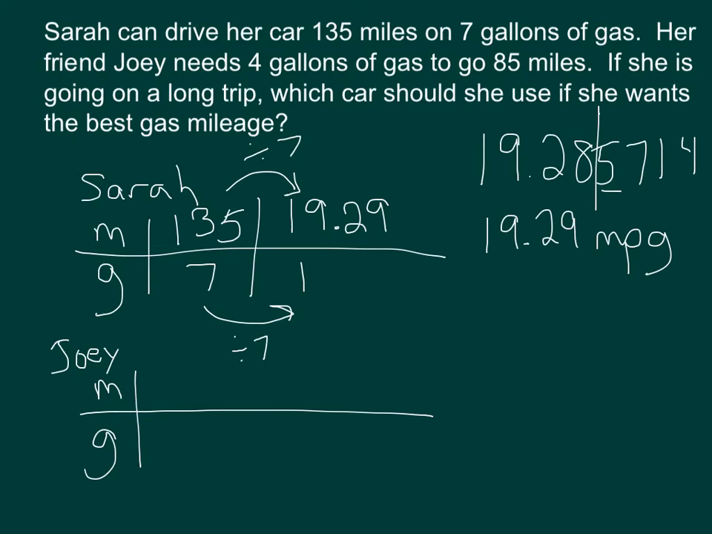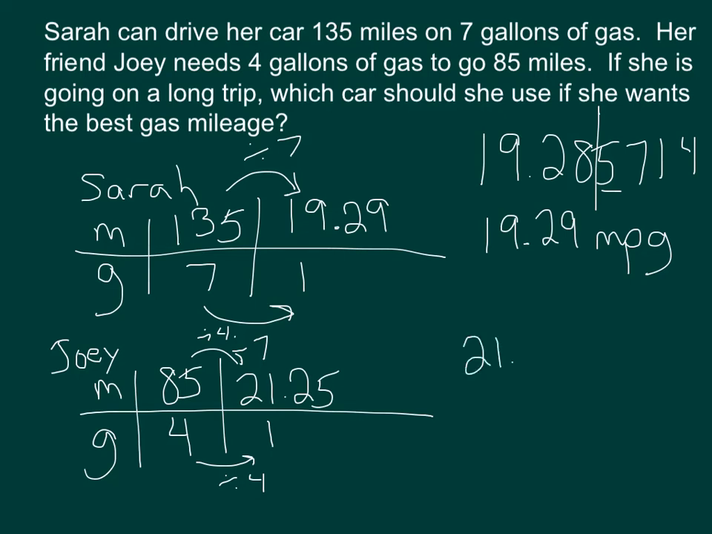But if you pay attention to the units, you still know that 85 is your miles, so that's still going to go on the top. And then the gallons is 4, which is going to go on the bottom. I still want to know 1 gallon. In this case, I'm dividing by 4. So I end up with 21.25. There's no rounding with that one. It's already 2 decimal places. So that's 21.25 mpg, or miles per gallon.